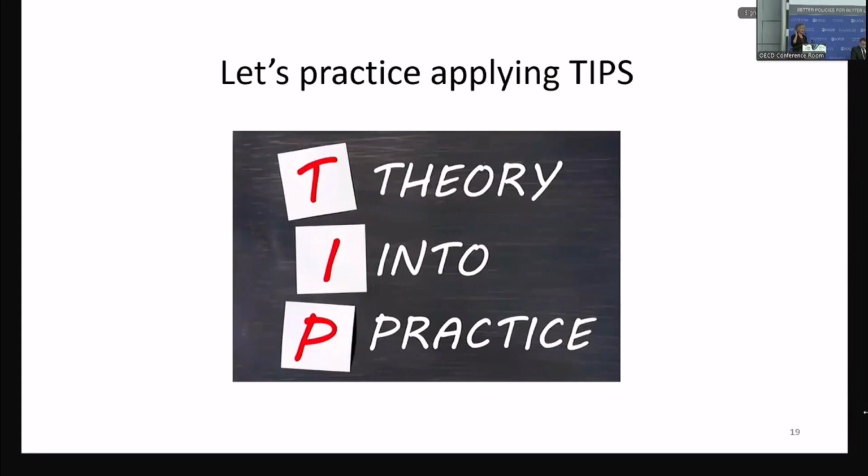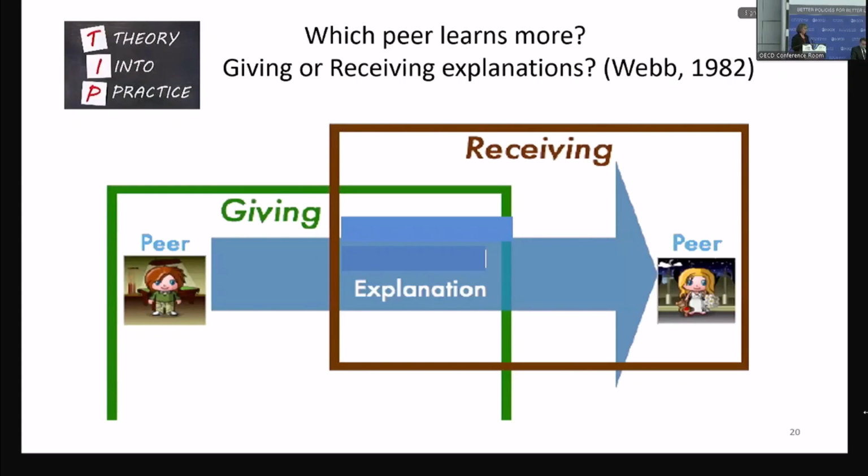Okay, let's practice applying theory into practice. This is a very famous result from 1982 by Noreen Webb. Which peer learns more, the one giving explanations or the one receiving explanations? Who says receiving explanations? Who says giving explanations? Right, that's what the results show, and it was a very puzzling result that the one giving explanations actually learned more.